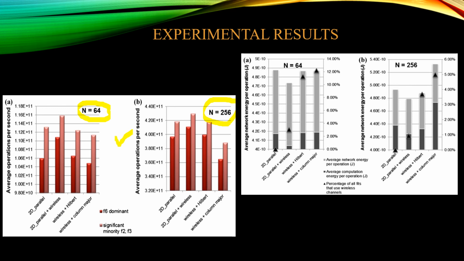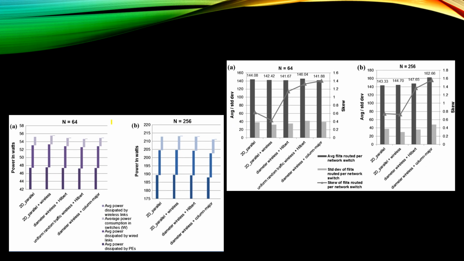This diagram shows the computational throughput comparison across different network architectures, system sizes, and job loads. And this shows the comparison between the energy consumption across network architectures and system sizes. This diagram shows the average power dissipation in different NOC architectures and system sizes. And this diagram shows the average and standard deviation and also the skew of flits routed per network switch across NOC architectures and system sizes.